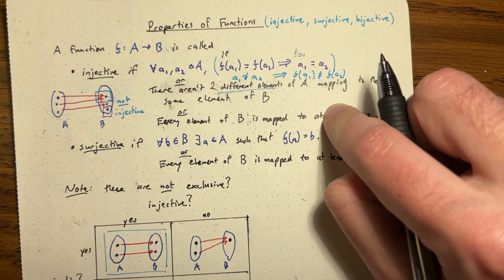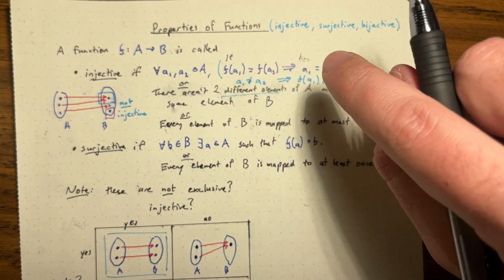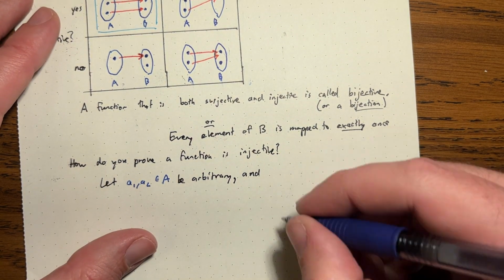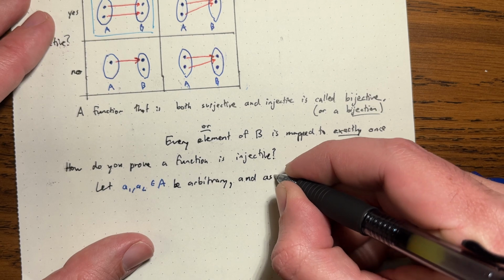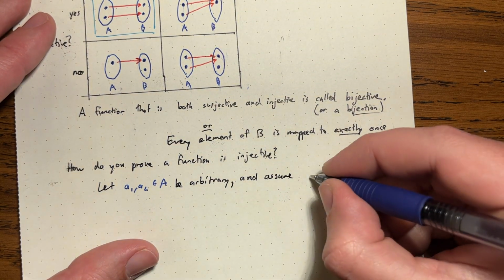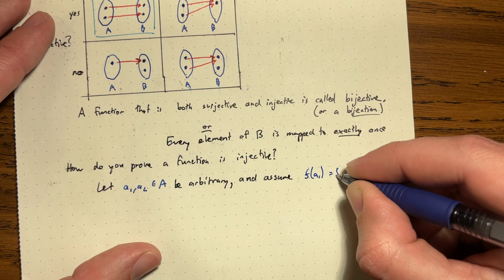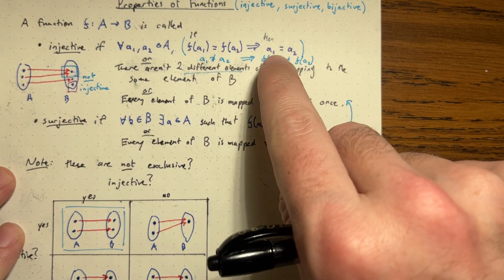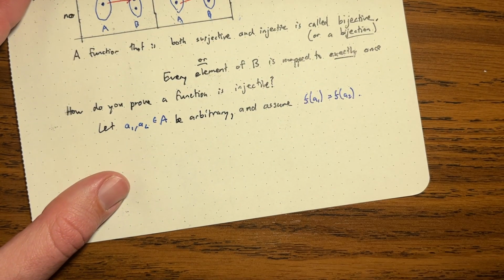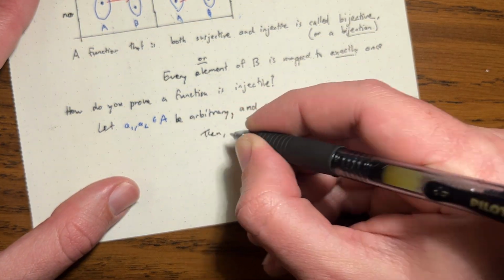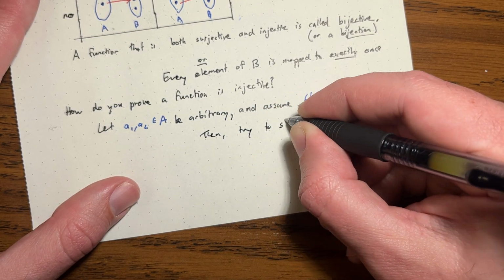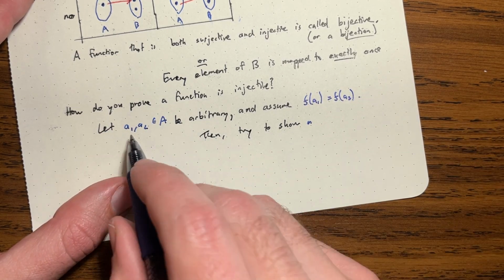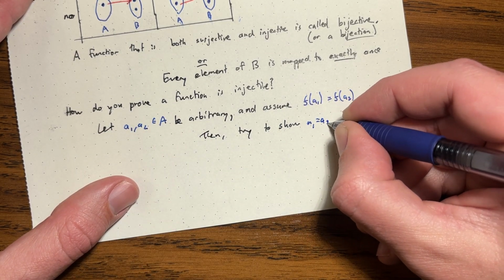So how do I prove an implication? You prove it by assuming this is true and then trying to prove that. So let these be arbitrary and we're assuming that f of a1 equals f of a2. Okay, that is the setup. That's how you start. And then I want to try to show that, so you do some steps. This is going to be different for every problem, but you've got to know where to start at least. So that's how I would start, and then I have to show a1 equals a2.